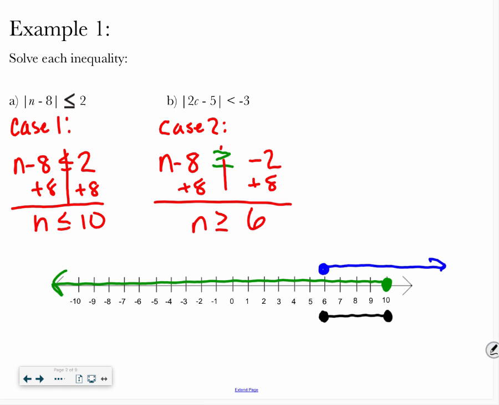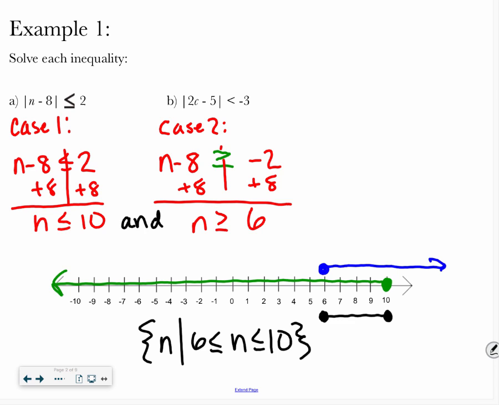The way you would write your solution, the book is going to use set builder notation. They're going to show you that your variable is n. They're going to take your smaller number and rewrite your two inequalities as one inequality. Or you can use the word and between the two of them. I will accept either this or the set builder notation. Okay?